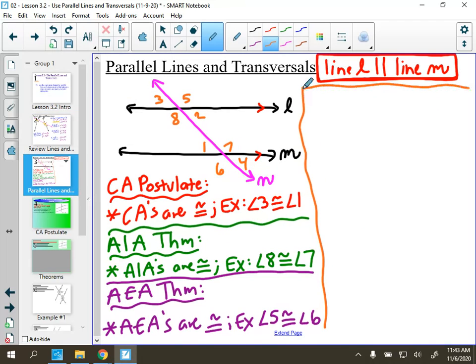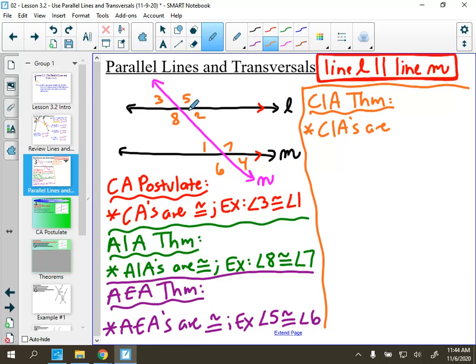Let's talk about the consecutive interior angle theorem, which says consecutive interior angles are what? Let's look. This is where it's such a big deal that I'm able to recognize this. 2 and 7 would be an example of consecutive interior. 8 and 1, consecutive interior.